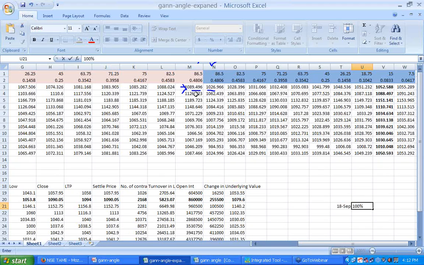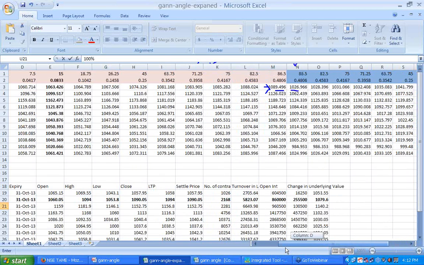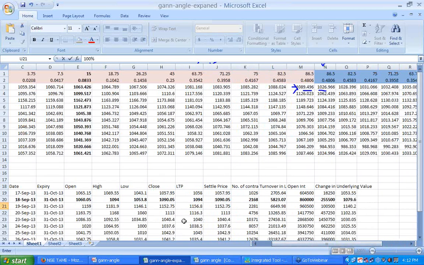Same way, I'm just going to take the 19th. On the 19th, you got 100%. The high was 1182 and 1186, and the opening was 1159. So here you have taken a reference from 1090 and calculated this.